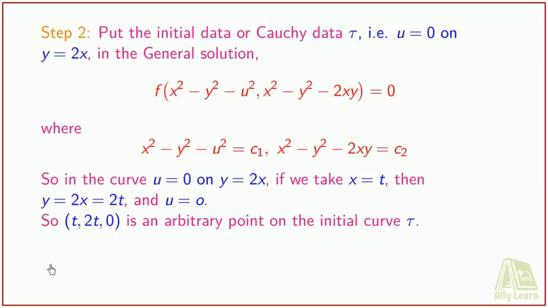So (t, 2t, 0) is an arbitrary point on the initial curve tau. Okay friends, what I did was take any value of x, then find the value of y using this equation, and u was given to be 0. So (t, 2t, 0) is an arbitrary point on the given initial curve.